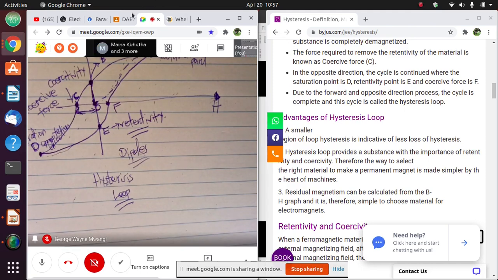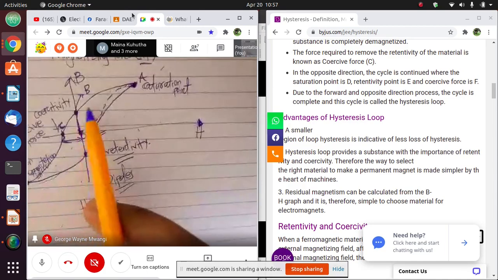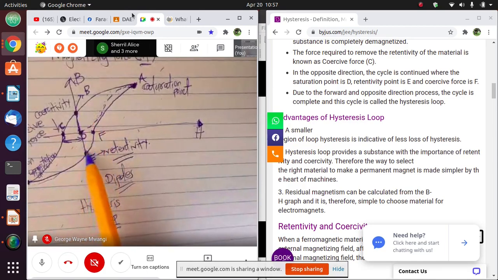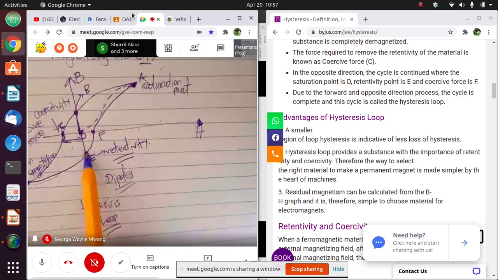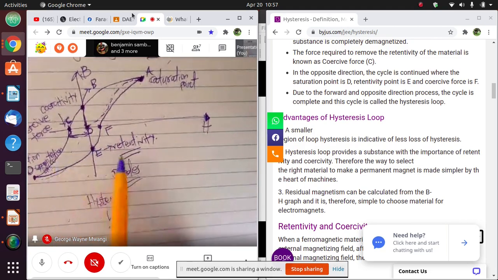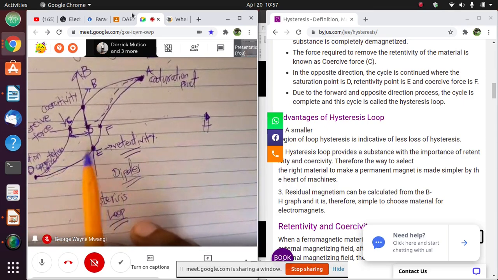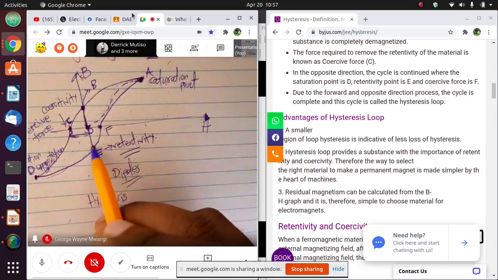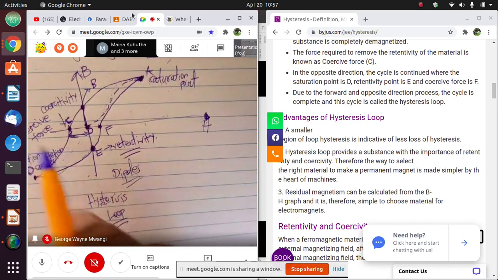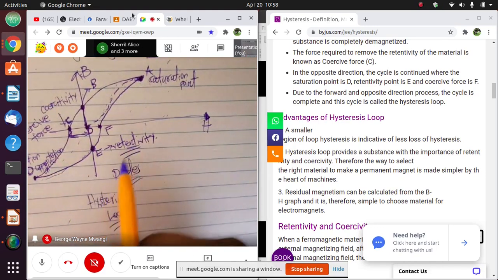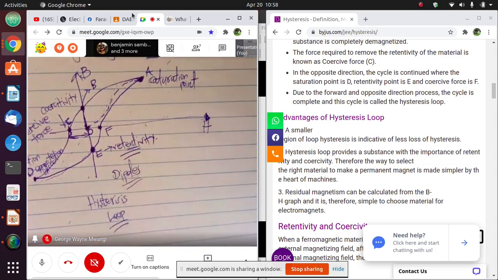Is there a question? Someone asked which points are retentivity? Point A upper, point B and point E. The places where once you reduce the magnetizing force, the magnetism of that material does not reduce to zero. It reduces to a certain value, but it is not zero. That means that that material has retained some magnetism in it. So we call those points of retentivity. Okay?